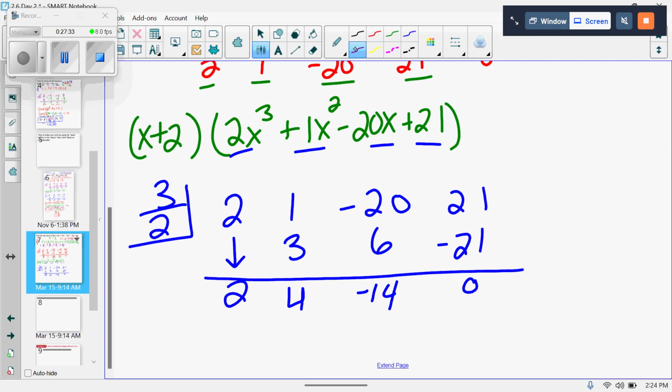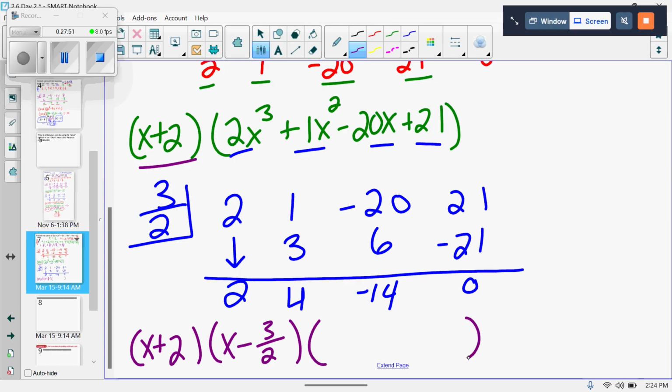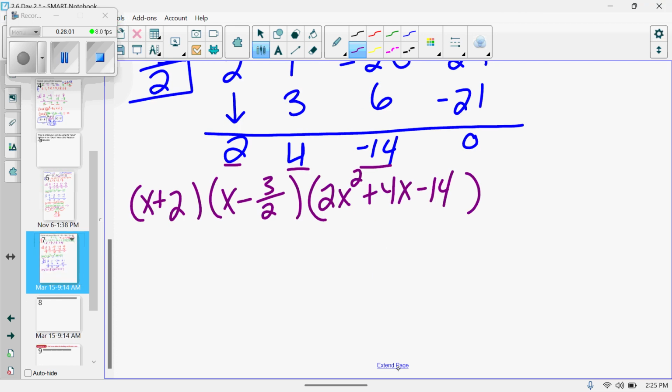So let's keep track of what we have so far. Remember, the first factor we found was x plus 2. Now it would kind of look like x minus 3 halves, right? Because if 3 halves is the answer, the factor, if you fill in 3 halves, 3 halves minus 3 halves is 0, right? That's why we write it like that. So now finally what's left would be degree 2. So these are your coefficients, remember? So 2x squared plus 4x minus 14.